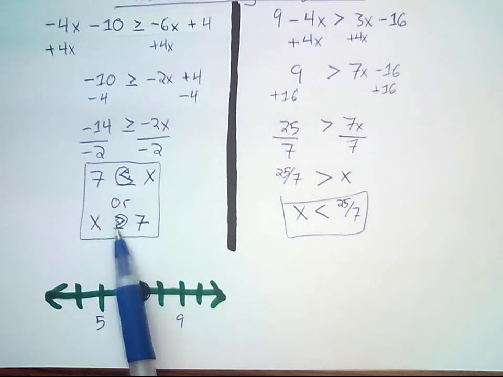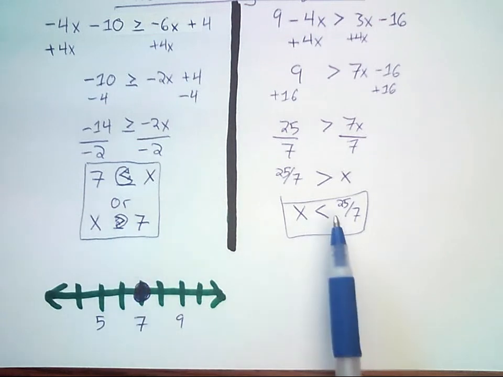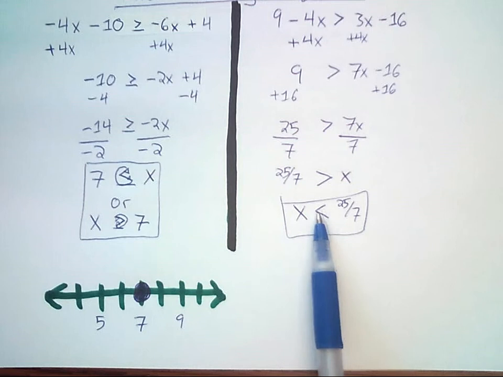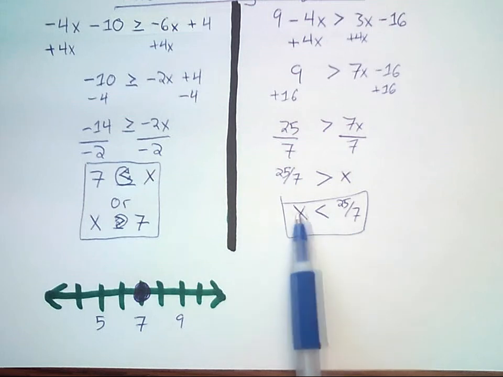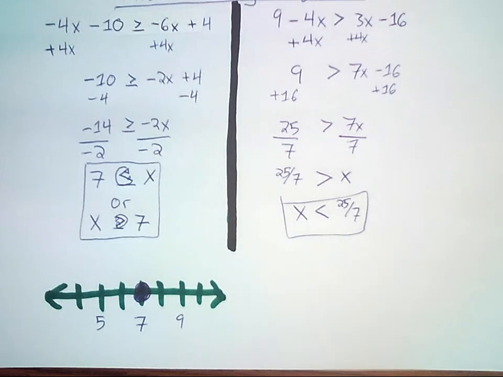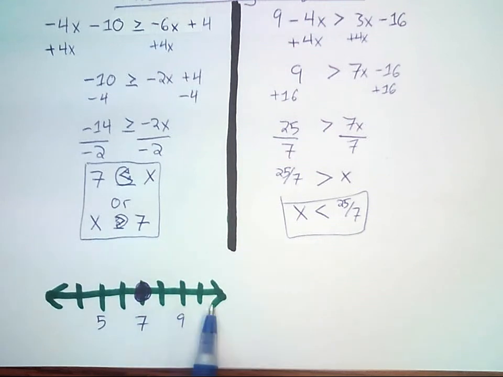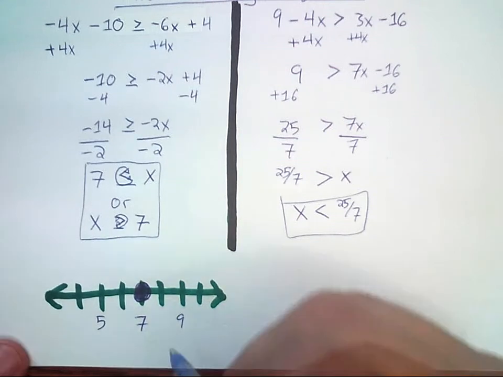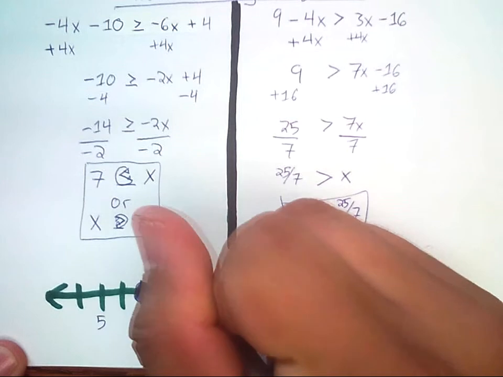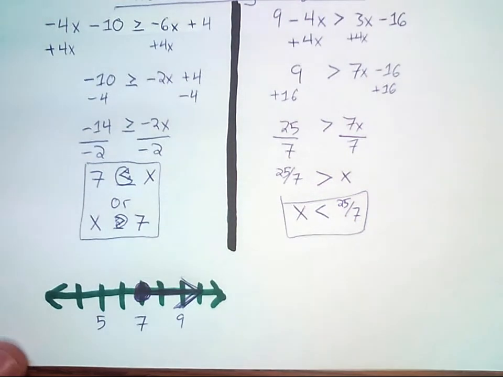If it didn't have this bar underneath, like our other problem over here, so like 1 is less than 25 over 7, that's true. But what if I made this 25 over 7? This is no longer true because 25 over 7 is not less than 25 over 7. All right. Now, x is greater than or equal to 7. Well, all the numbers going this way are greater than 7. So our arrow should go this way. So if they ask you to graph it, that's how you would do it.